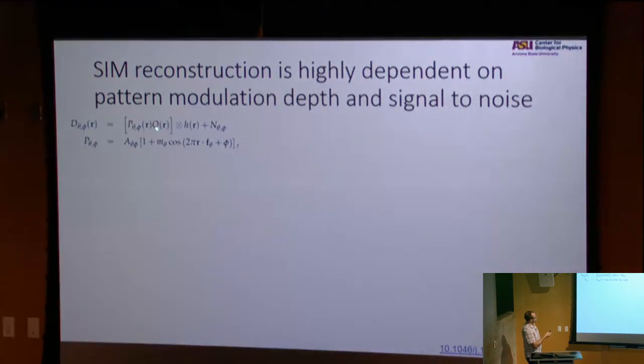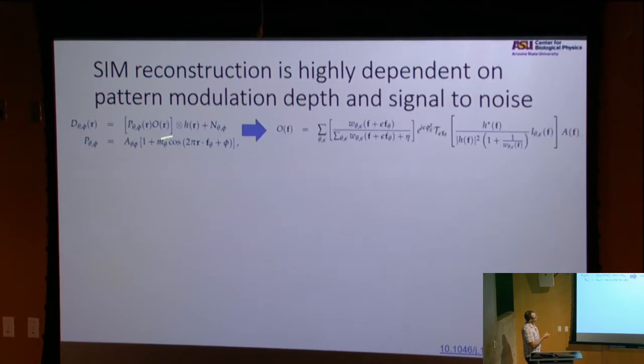So the data is described as your actual object times your pattern, convolved with your point spread function, plus some noise. And then the pattern itself is some cosine. You can describe this as some sinusoidal function with an amplitude. So the key parameters here are this modulation depth. This tells you how deep the cosine is. And then this noise term has become incredibly critical, and I'm going to come back to that.